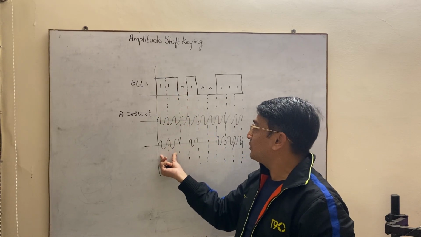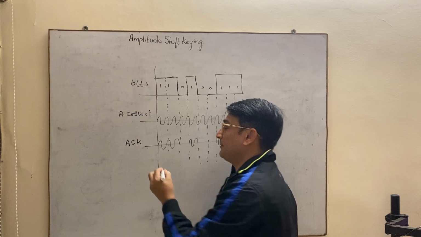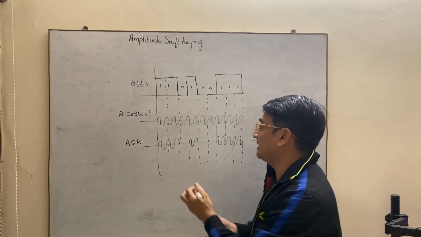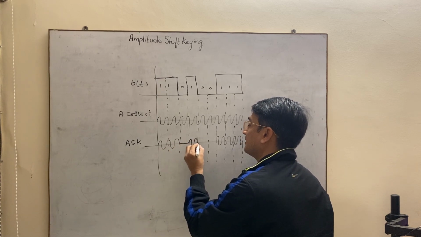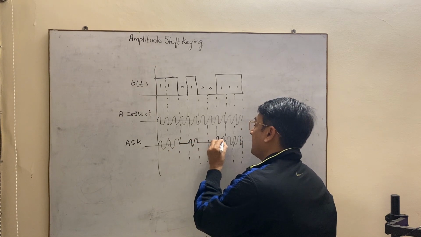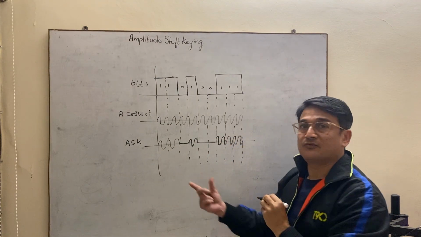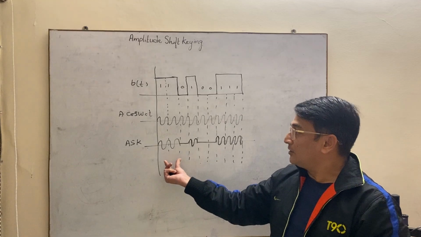So that means you are obtaining a waveform which is known as amplitude shift keying, which is nothing but the absence and presence of your carrier signal. So this is the waveform where you will get either presence of pulse or absence of pulse. So this is what the ASK signal looks like.